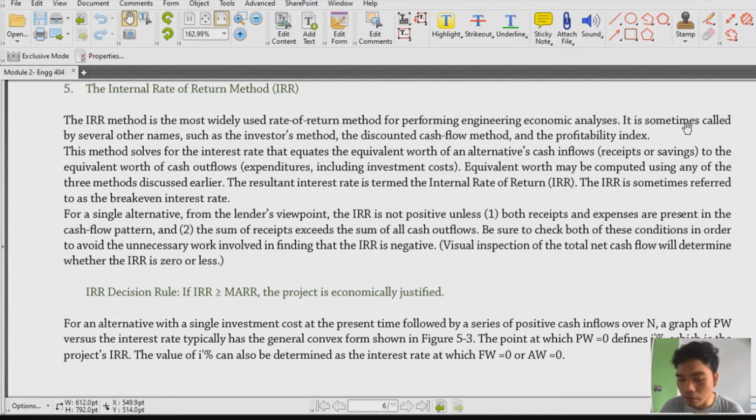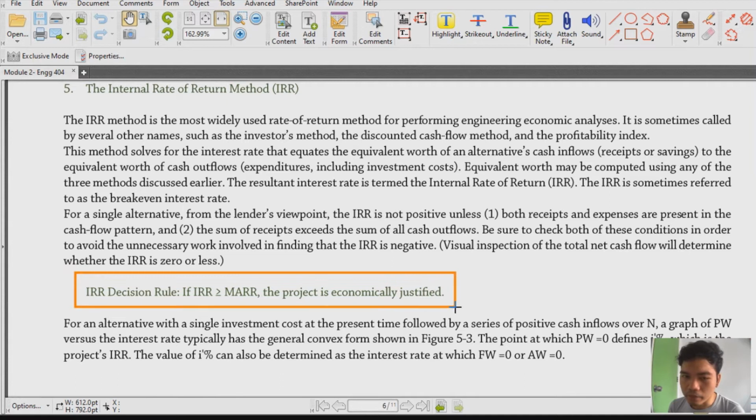But in this case, we're dealing with IRR, which is actually a percentage. So it doesn't mean that if we have a percentage answer, or an answer that is greater than 0, it doesn't mean that the proposal is already economically justified. We have to compare this IRR to the MARR, and we have to make sure that if this IRR is equal or greater than the MARR, then we can say that the project is economically justified. So the most important rule here is that we remember this.